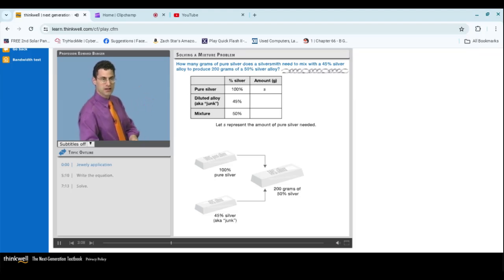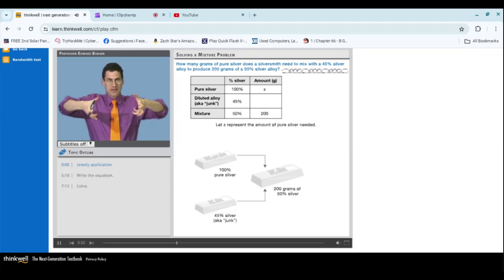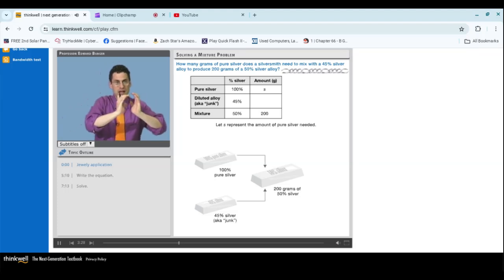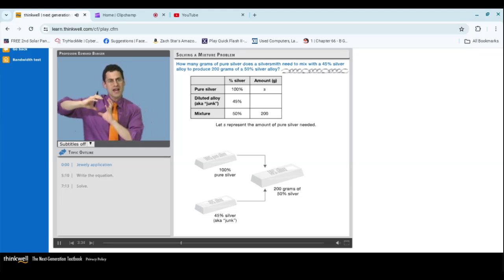If you look at it again, at the end of the day we're going to want a 50% alloy. That's not the important thing. But notice that we're going to want 200 grams. I'm going to be adding some pure silver and some of this diluted stuff, but at the end of the day, the total amount is going to be 200 grams. So where does that 200 grams come from? There'll be some silver. How much silver? Well, we already said there'll be S silver. And the rest is going to be that fake stuff.